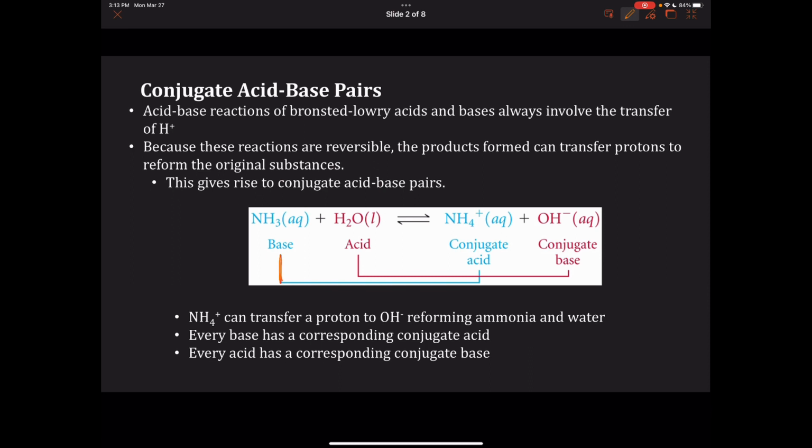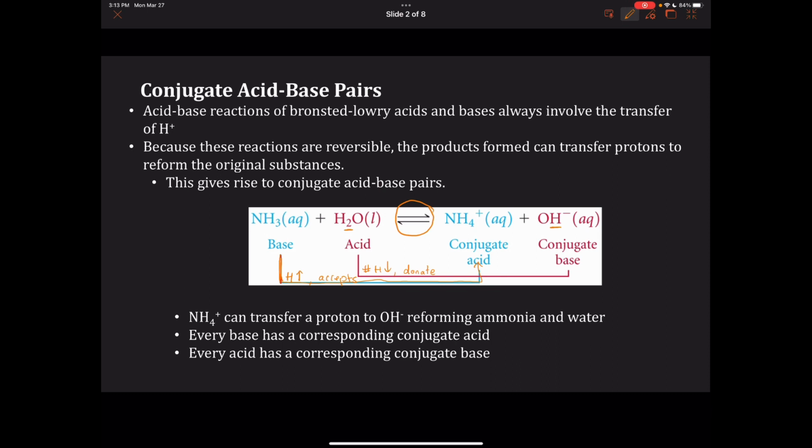So we go from NH3 to NH4 plus. During that process, the number of hydrogens has increased, indicating that NH3 accepts the proton. The water goes from H2O, where we have 2 hydrogens, to OH minus, where we have 1 hydrogen. Here, the number of hydrogens decreased, so that water is behaving as an acid. It donates the hydrogen. But we've got our reversible arrows here, so this is a reversible process.